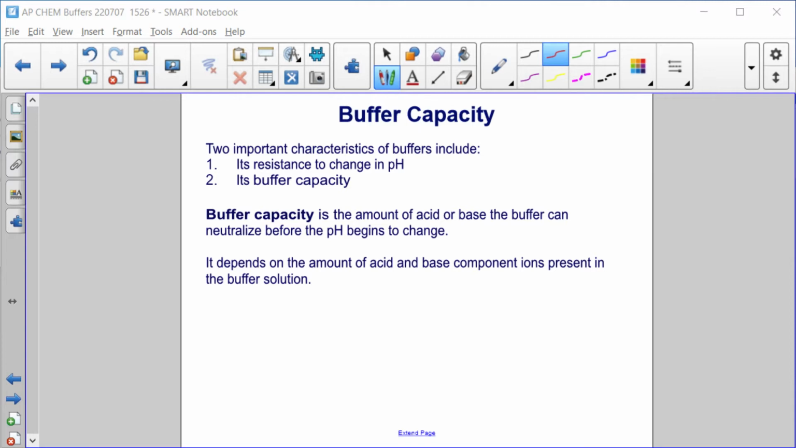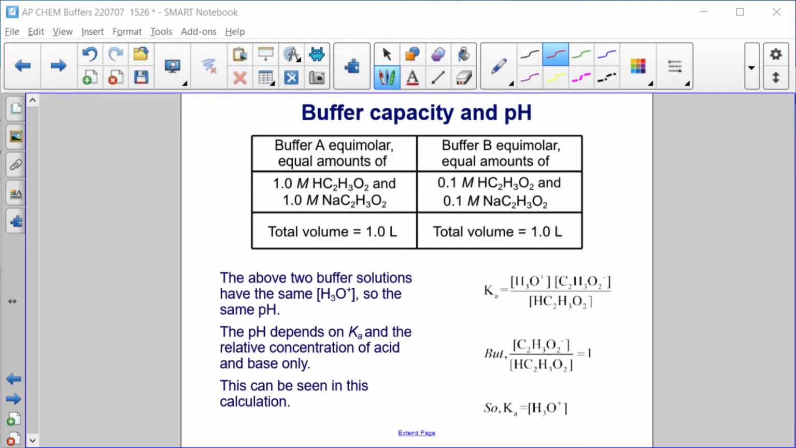We showed in the previous example that adding strong base or strong acid would change the concentrations, but not the pH or pOH. But at some point, that will happen, okay? And when that pH begins to change depends on the amount of acid and base component ions present in the buffer solution, and that's just known as the buffer capacity.